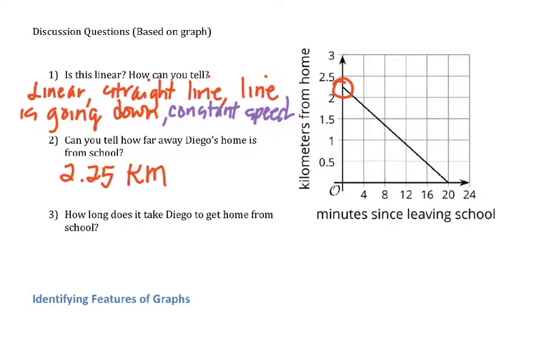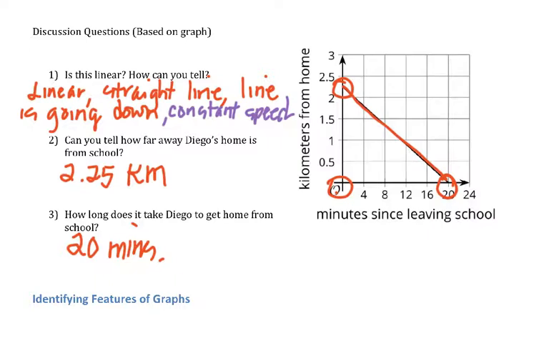All right, how long does it take Diego to get home from school? Well, if this is time 0 right there, and he starts at school, and he walks home, when he gets home, how long did it take him? If this is 0 and that's 20, if I look at the difference between 20 and 0, 20 minus 0 is 20. It takes him 20 minutes to get home from school because he lives 20 minutes away.